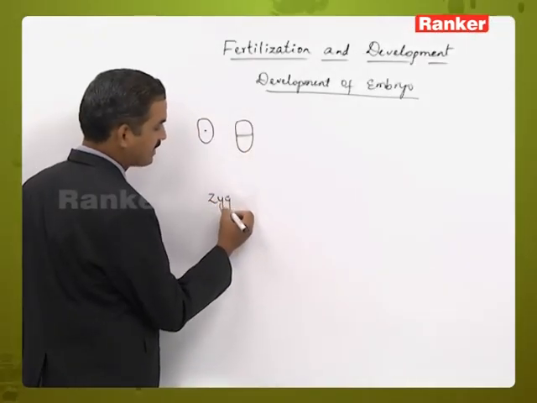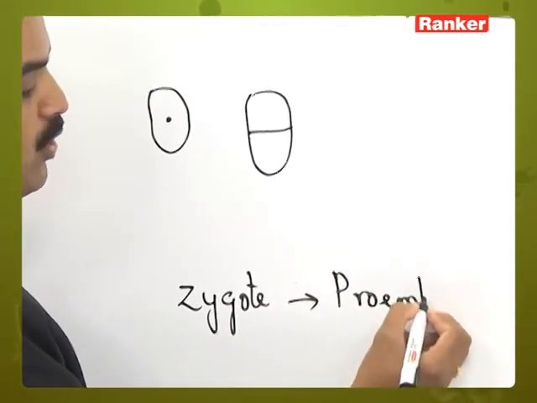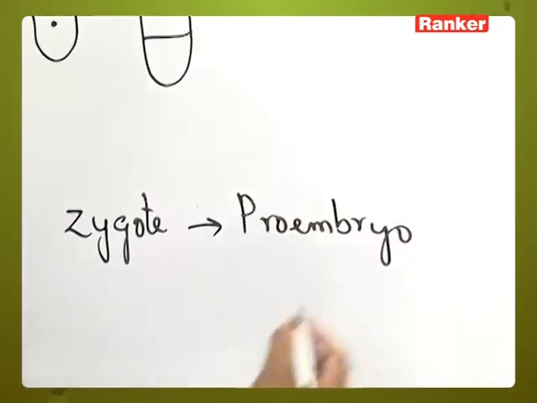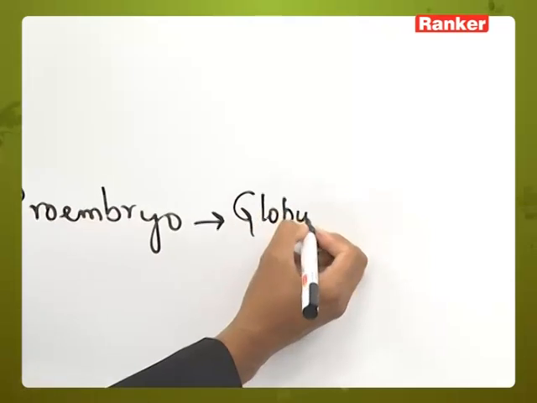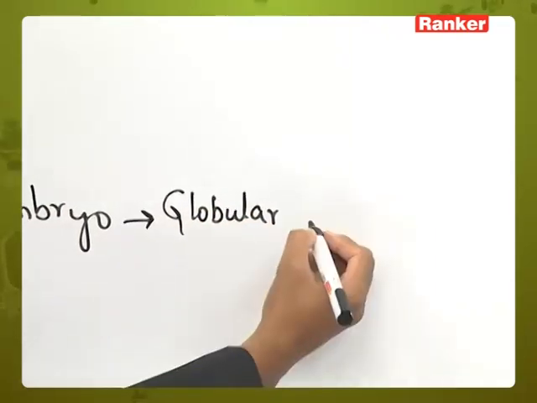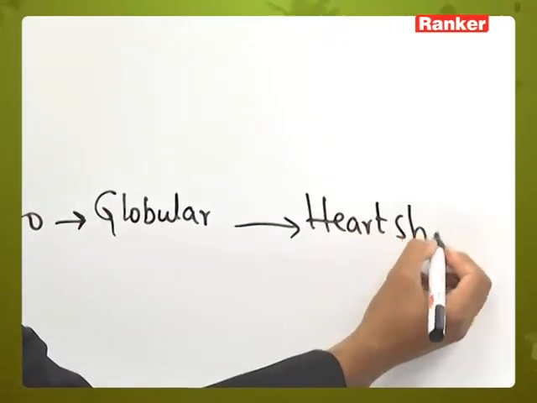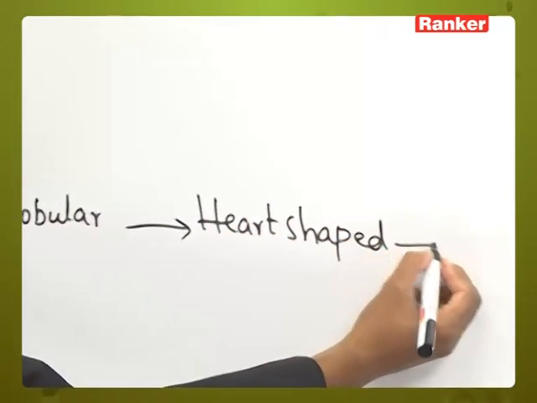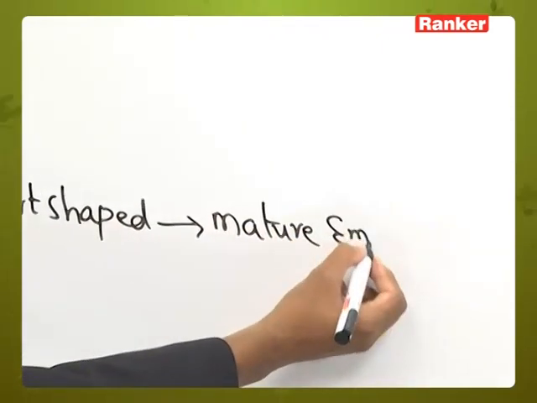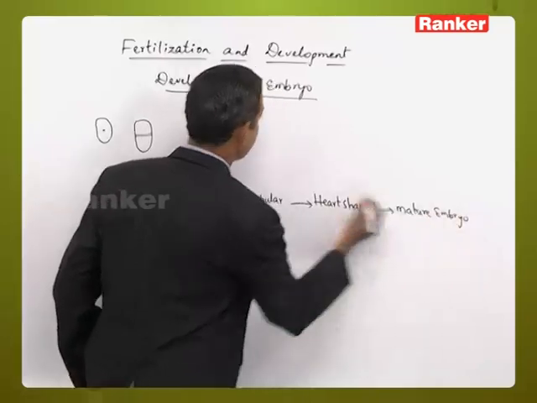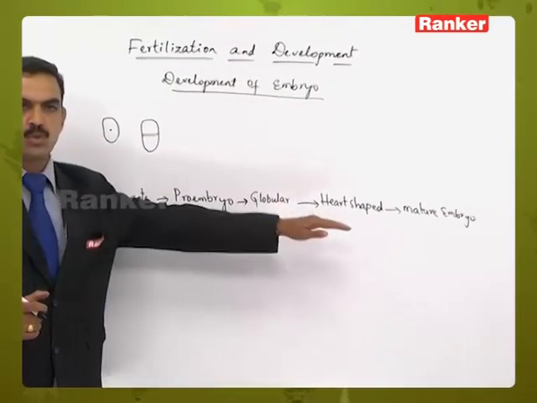the first change which is taking place is that the zygote will be converted into proembryo. From proembryo, globular embryo will be formed. From the globular embryo, heart shaped embryo is formed, and from the heart shaped embryo, matured embryo is formed. So that is the change which is taking place in the structure from zygote to the mature embryo.